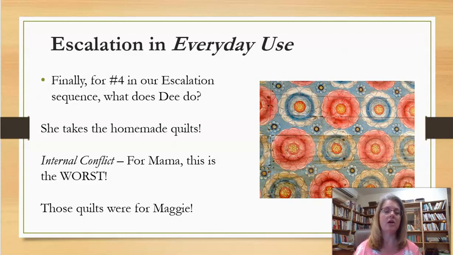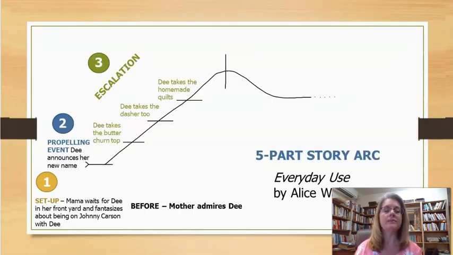This is where I'd like to talk about the idea of the story arc. A story arc, at this point, this is what it looks like. We have the setup. Mama waits for Dee in the front yard. We already looked at how Walker wrote that. We look at the before phase. Mother admires Dee. And so an arc is exactly what it implies. It's a curve of action that is happening.